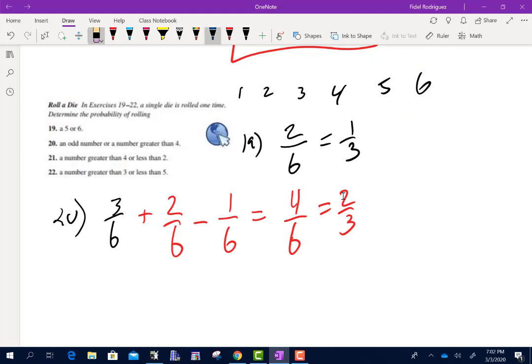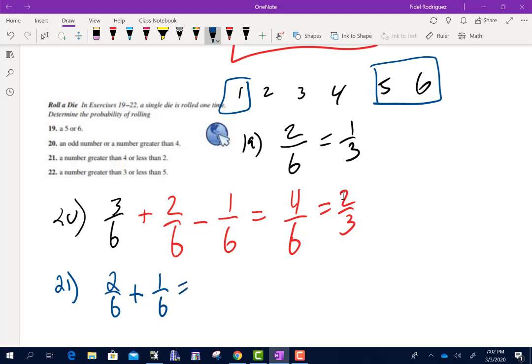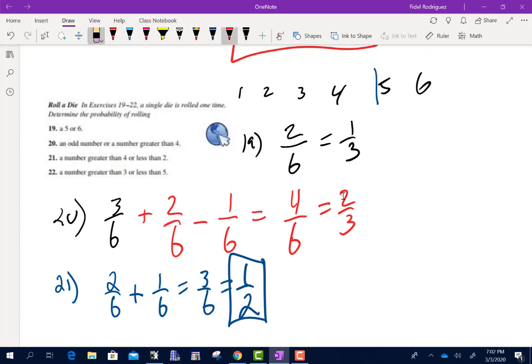So now, 21, a number greater than 4. So numbers greater than 4 are these. Less than 2 is that one. So 21, number greater than 4, 2 out of 6, plus numbers less than 2, 1 out of 6. That is 3 out of 6, which is the same as 1/2, right?